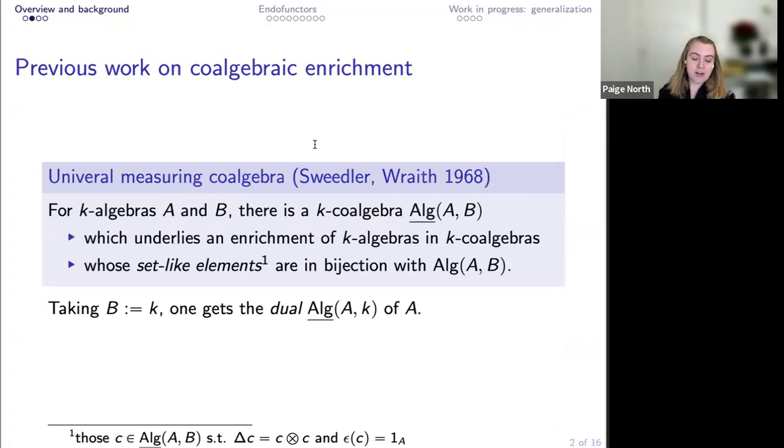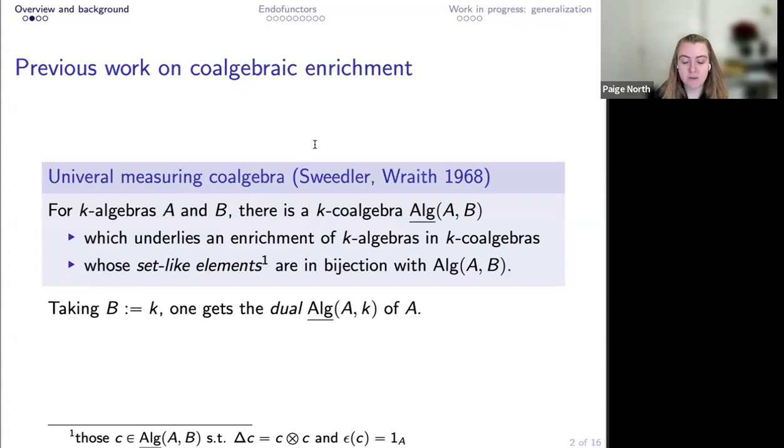Okay, so to now start giving some intuition about what this means, I want to go back to the original works along these lines. So we're thinking about endofunctors and algebras for endofunctors and coalgebras for endofunctors because of category theorists who are interested in the semantics of functional programming languages. Back in the day, in the 60s, Sweedler, who you might know, wrote this book about Hopf algebra.